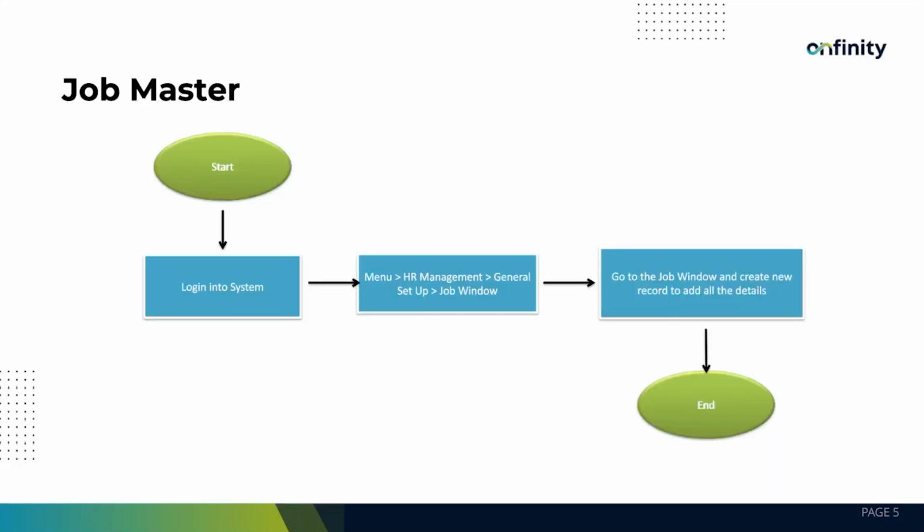There are certain steps to configure a job master in the Onfinity system. The system administrator logs into the Onfinity system. You navigate to the menu, then to HR management, then to General Setup, and finally to Job Screen. In the Job Screen, click on Create New Record. You enter all the relevant job details. Save the record to complete the configuration.